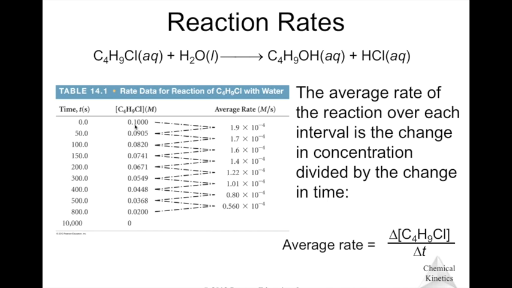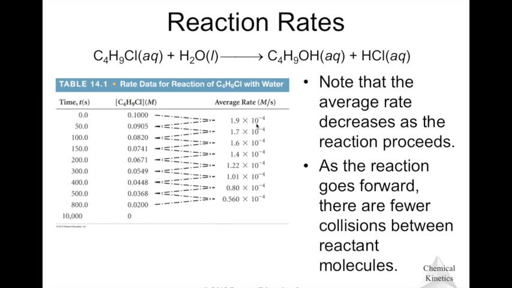So in this case, we've changed from 0.1 to 0.095 over 50 seconds. That's your delta t. So the average rate for that time interval is 1.9 × 10^-4 M/s. A couple things to notice: the average rate decreases as the reaction proceeds, which you should expect, right? Because as you're going along, you're getting much less of the reactant, so the concentration is decreasing, you'd be less likely to find your partner, so less likely to react, so it would take longer.